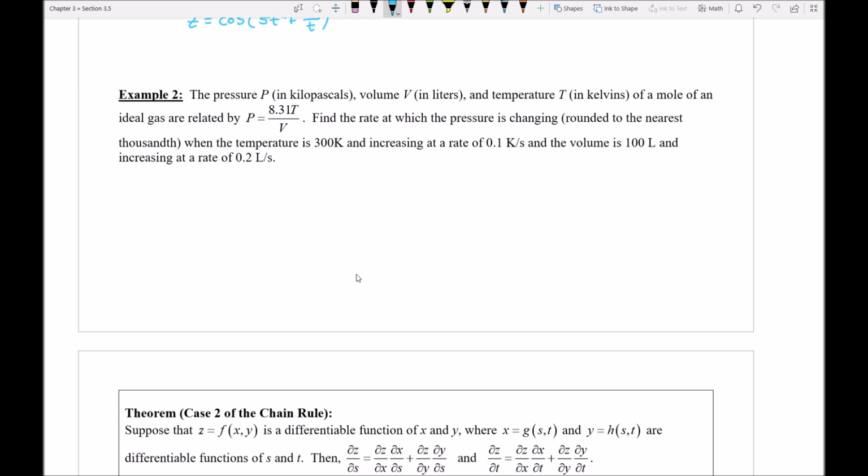Fortunately, I think here with the power of the chain rule, we're going to be able to make these questions feel a little bit simpler overall. Let's take a look here at something like example 2 to see how this is done.